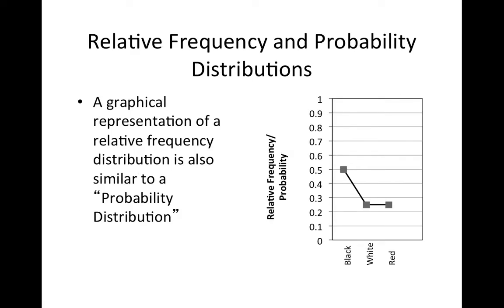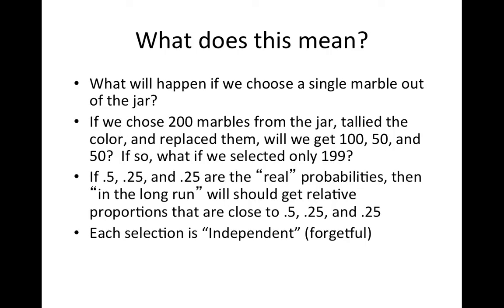A graphical representation of a relative frequency distribution is also similar to what we call a probability distribution. It certainly seems like relative frequency and probability are one and the same, and I'm going to suggest that they are. Now, what if we choose a single marble out of the jar? Well, if we choose a single marble, we say we have the probability of 0.5 of getting a black, 0.25 of getting a white, and 0.25 of getting a red.